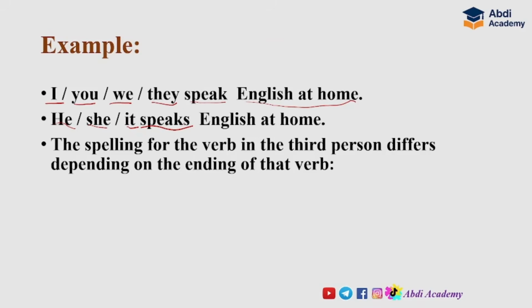But the great question here is how we can add S, ES or IES on the given verb if the subject is third person singular. Is it difficult, students? No. Let's see together. So we need to discuss the spelling rule for the verb in the third person singular. So this spelling rule may differ depending on the ending of the verb. The ending of the verb.